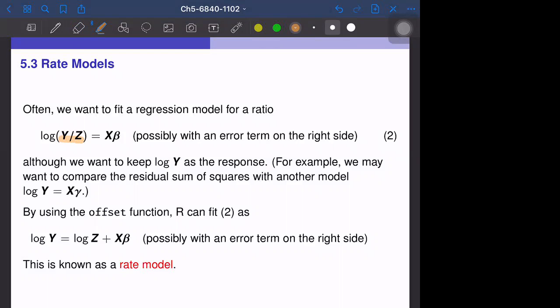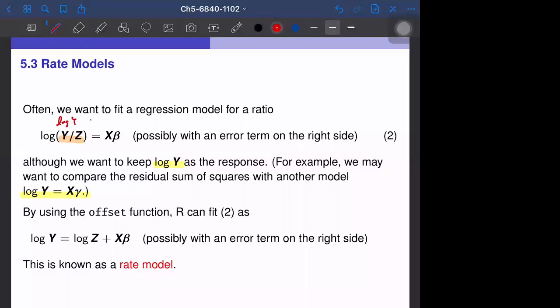If y and z are positive numbers, then the log of y over z ranges from negative infinity to positive infinity. So this link, the log link, works better if x beta also ranges from negative infinity to positive infinity. But in this regression model, sometimes we still want to keep the left-hand side as the log of y. For example, we may want to compare the residual sum of squares with this regression model with another model, where log of y is equal to x times some parameter gamma.